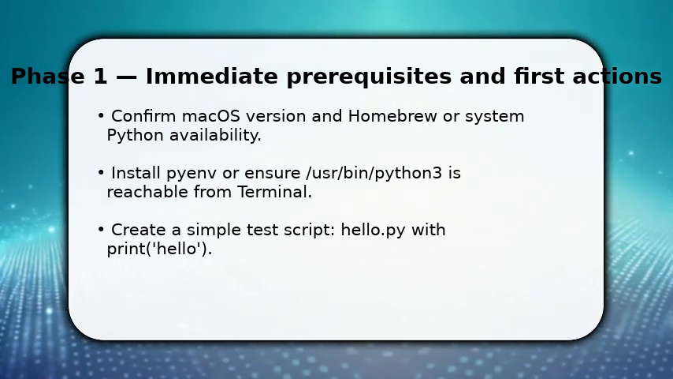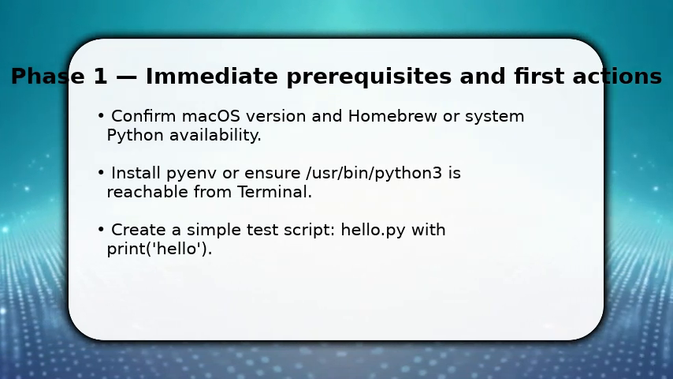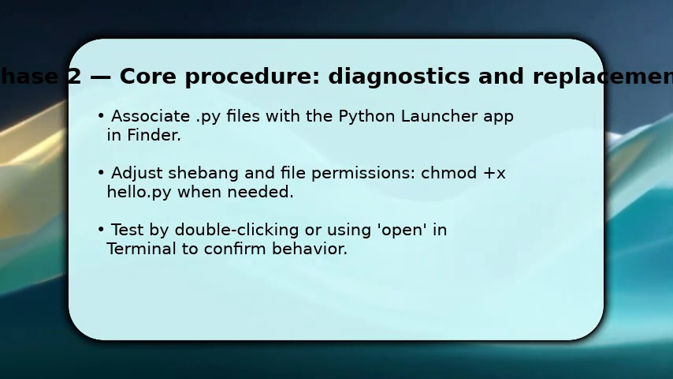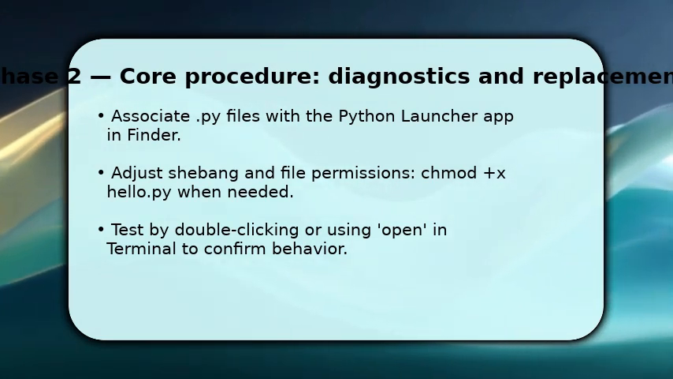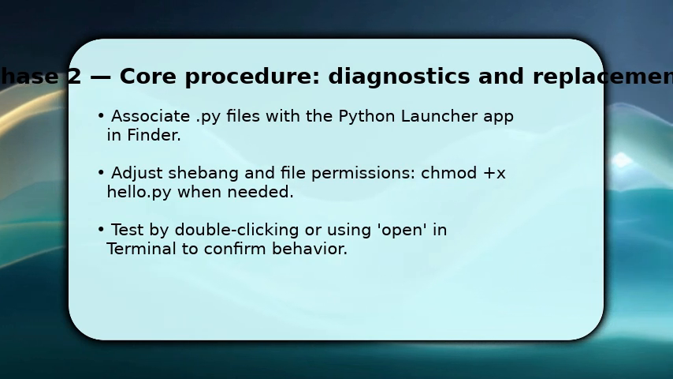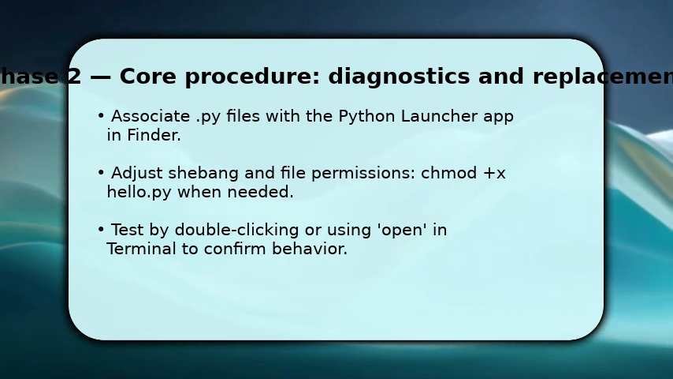Next, you configure how macOS launches that script. In Finder, right-click a .py file, choose Get Info, and set Python Launcher as the default application. Then, edit the shebang line to ensure the intended interpreter, #!/usr/bin/env python3, and set execute permission with chmod +x.